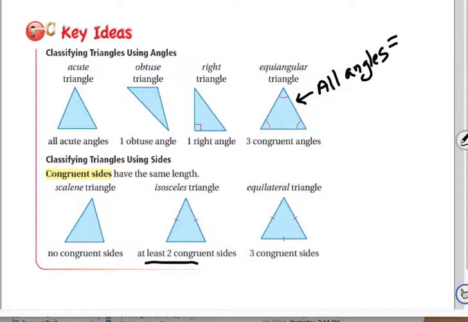Joey. So if it has at least, does that mean there can be more than one? So an equilateral triangle would also be an isosceles? Very good. An equilateral triangle would also be an isosceles because it has 3 congruent sides. Does it meet the qualifications for isosceles? Yes. I like how a square is a rectangle. A square is a rectangle, but a rectangle is not a square. Correct. Okay? Any questions there?